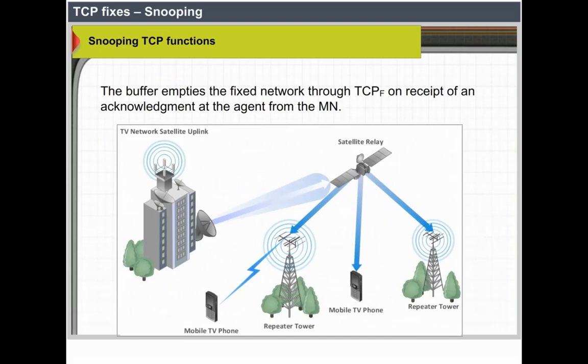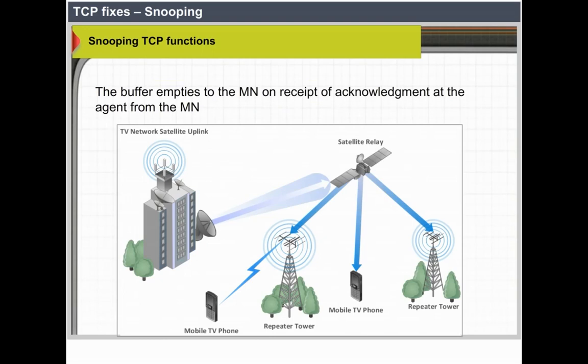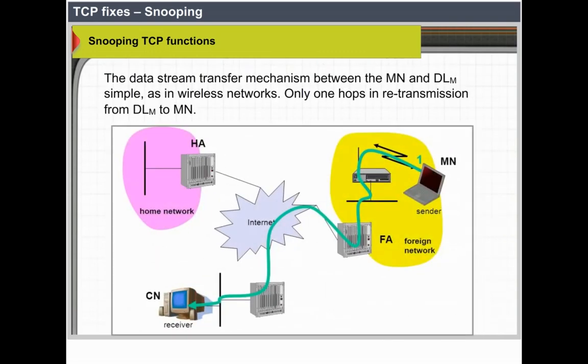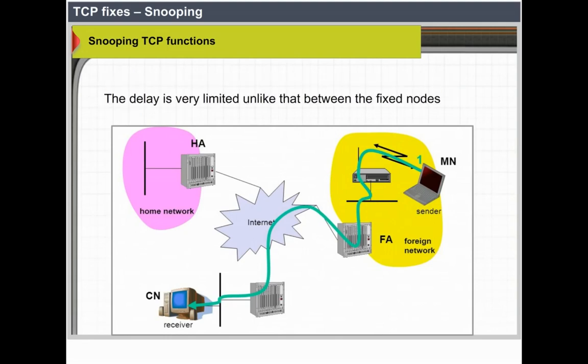The buffer empties to the fixed network through TCP-F on receipt of an acknowledgement at the agent from the MN. The buffer empties to the MN on receipt of acknowledgement at the agent from the MN. The data stream transfer mechanism between the MN and DLM is simple, as in wireless networks. There is only one hop in retransmission from DLM to MN. The delay is very small, unlike that between the fixed nodes.